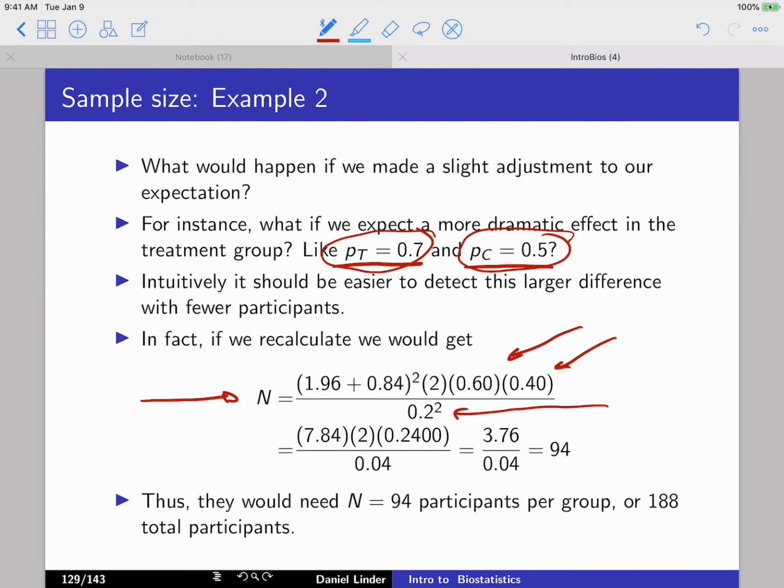All right, and if we carry out this calculation, then at the end of the day, what we wind up with is n equals 94. So a significant reduction in the number of individuals required to detect this difference of 0.2 versus 0.1. So we need 94 participants per group, or a total of 188 participants.